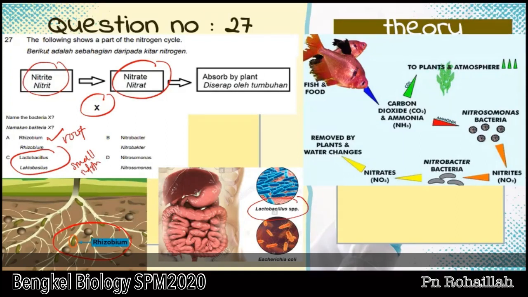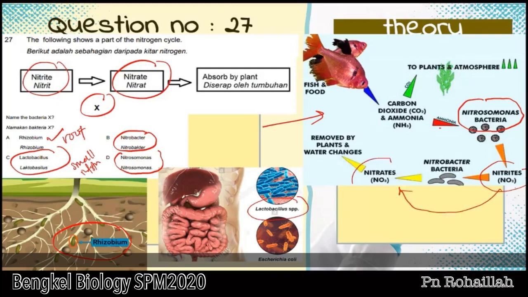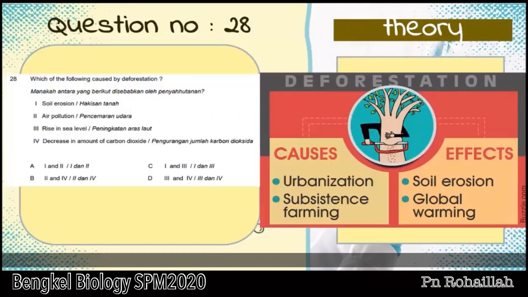And then nitrobacteria, nitrobacter, and also nitrosomonas. So ini you tengok sebelah sini. We have nitrosomonas bacteria which is where ammonia becomes nitrite. So the question dia tanya, nitrite go to nitrate. So it is a nitrobacteria. So the answer is B. Boleh? Okay, next. 28.